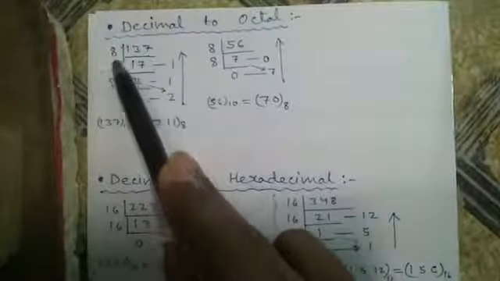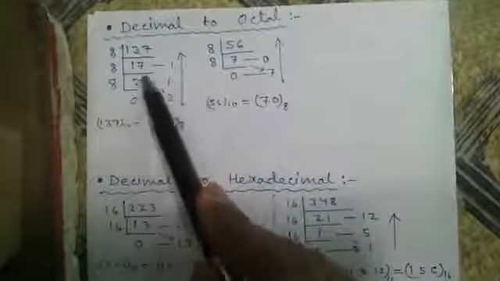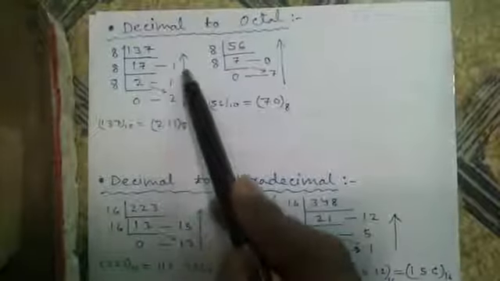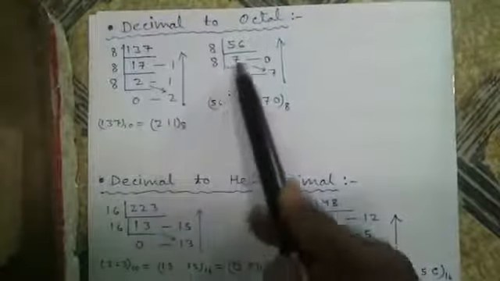Decimal to octal. Again, source number 137, destination base octal or base 8. So 137 by 8, quotient 17, remainder 1, 17 by 8, quotient 2, remainder 1, and 2 divided by 8, quotient 0, remainder 2. Read upward, 211, our octal number. Do this yourself.